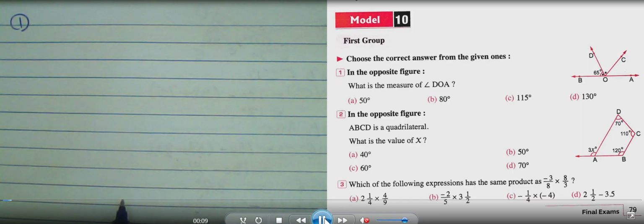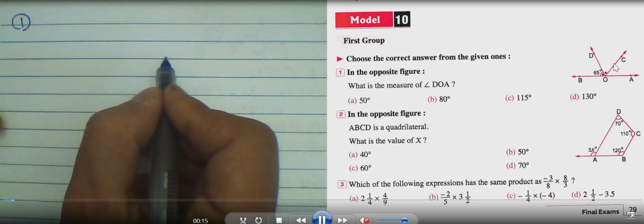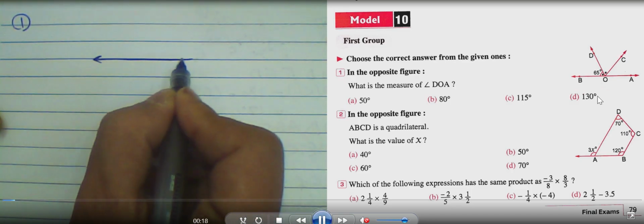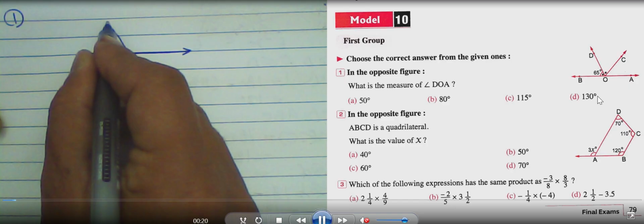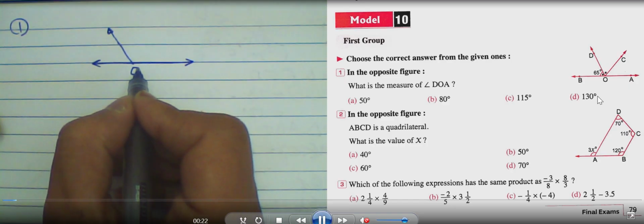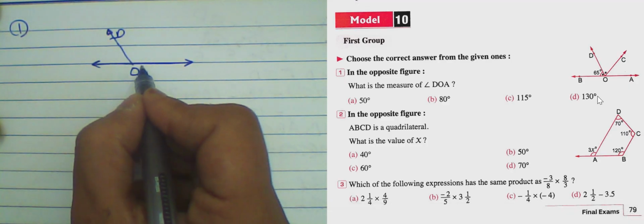Look with me at question number 1. Choose the correct answer from the given ones. In the opposite figure, what is the measure of angle DOA? We have OD, the ray, bisects angle COB. Then the measure of angle COD equals the measure of angle DOB, which equals 65 degrees.